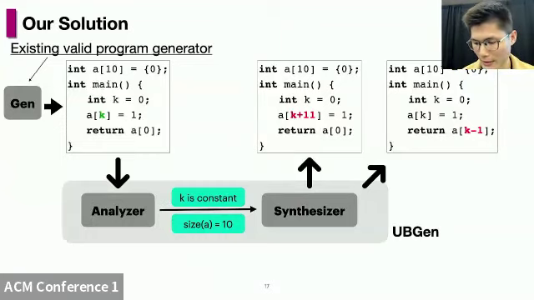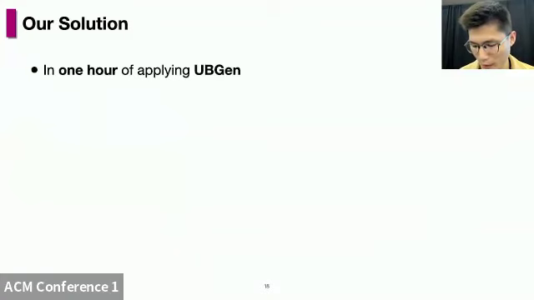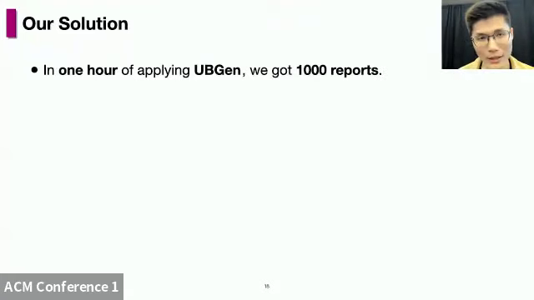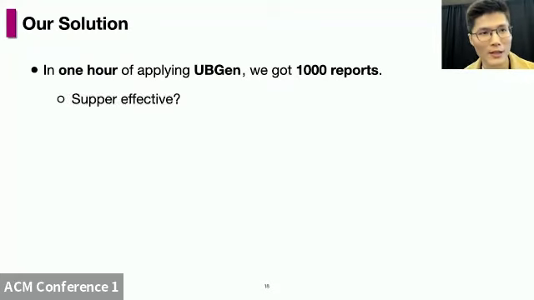Because we have this program generator, we can now use it to test the sanitizers. So we apply UBGen to test the sanitizers, and we only use it for 1 hour. The result is that in only 1 hour of testing, we got over 1,000 false negative reports from our tool. So does that mean our tool is super effective in identifying false negative problems? Unfortunately not. So let's take a look at a few examples.